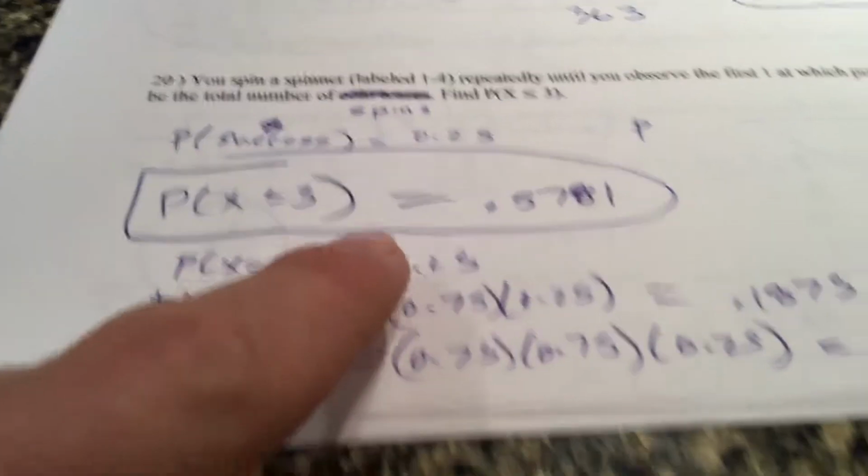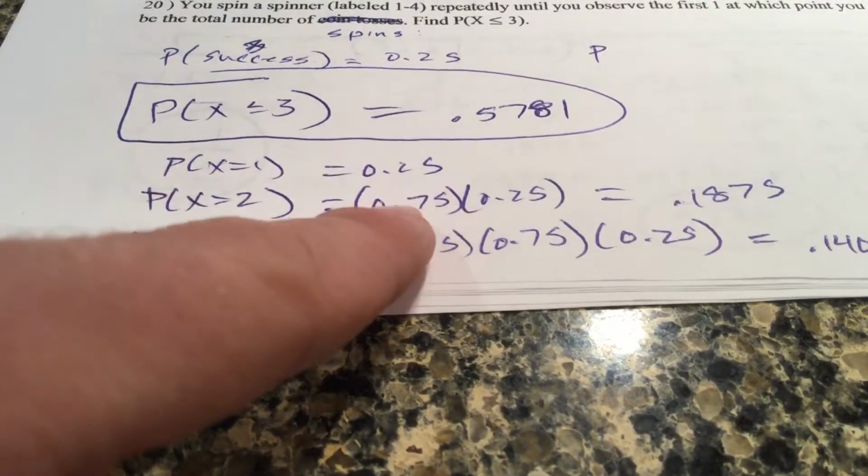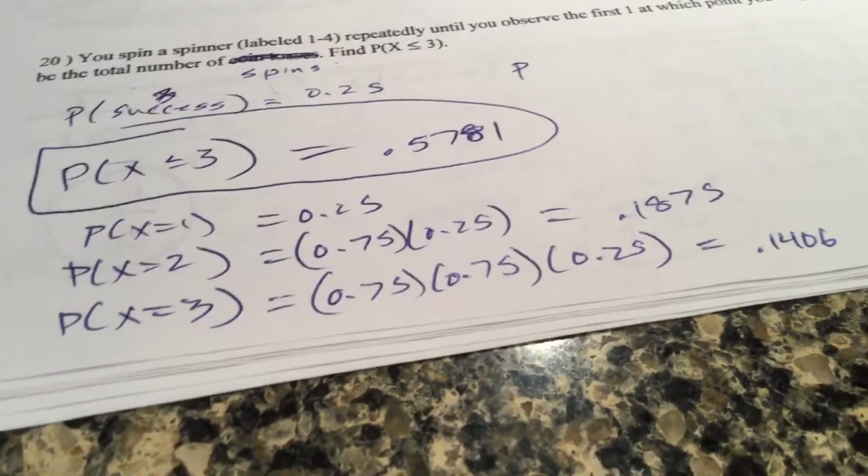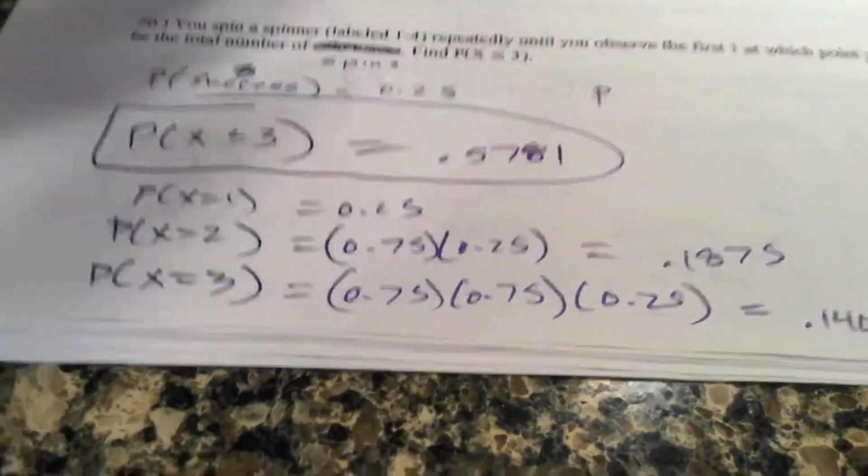So here, if you want to win on the first spin, you want to win. If you win on the second spin, you want to lose, then win. And if you want to win on the third spin, you want to lose, lose, win. Then add them all up.